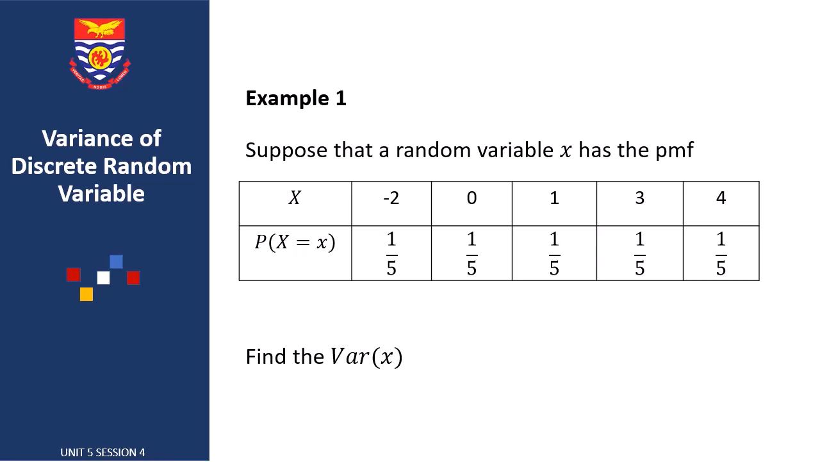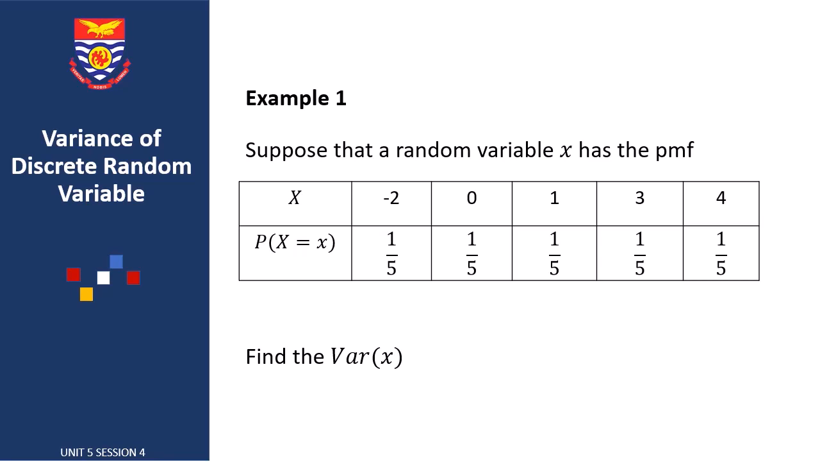Now suppose that the random variable x has the PMF, probability mass function. So you see the random variable with its corresponding probabilities. Fortunately, this one has equal probabilities. They all have equal probabilities, 1/5, 1/5, which is not always the case. It's a PMF because when you sum up the probabilities, it gives us 1.